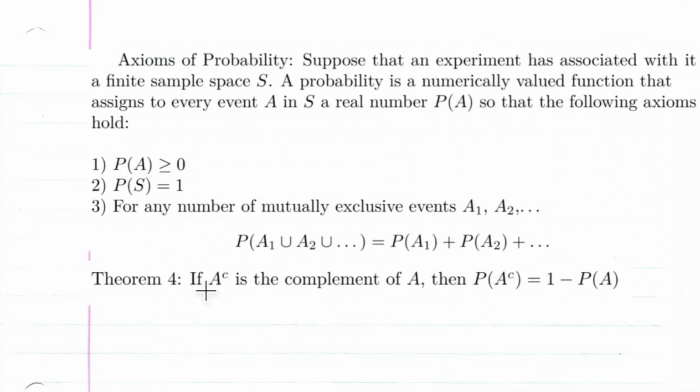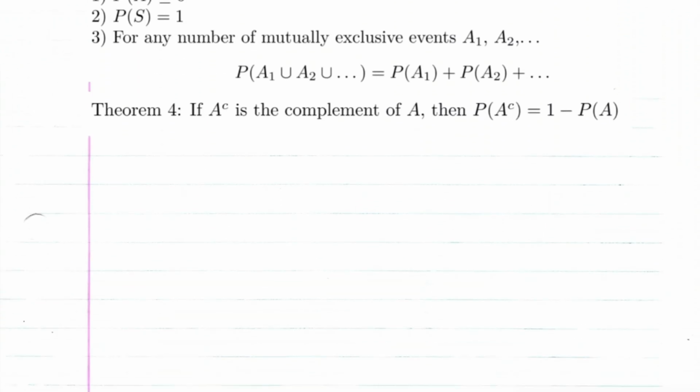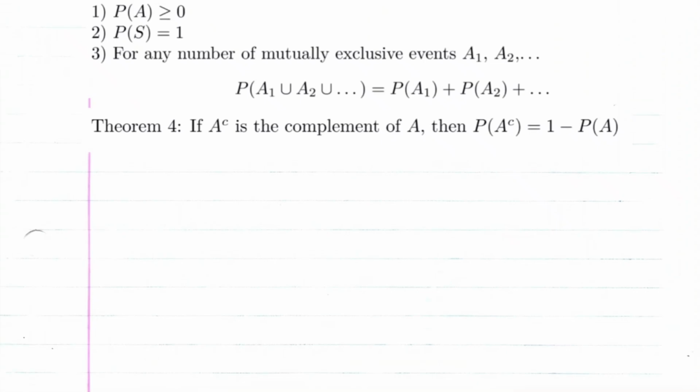Okay, so we're going to prove that if A complement is the complement of A, right? So if A to the C is the complement of A, then the probability of A complement is 1 minus the probability of A. And we're primarily going to be using axiom 3 and axiom 2.